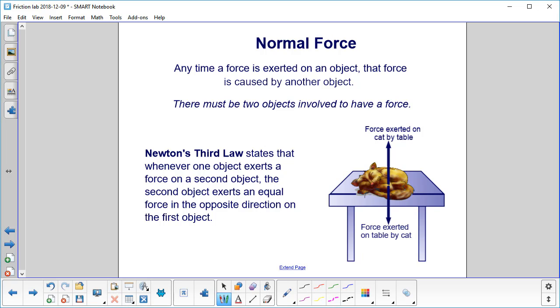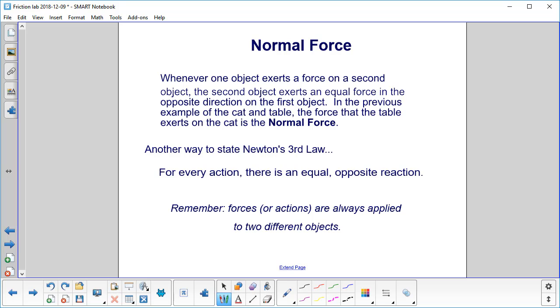Anytime a force is exerted on an object, that force is caused by another object. So in other words, you need two objects involved to have a force. Newton's third law states that whenever one object exerts a force on a second object, like the cat exerting a force on the table in that direction, that's this vector here, then the second object exerts an equal force in the opposite direction on the first object. So the cat's exerting a force on the table, and the table is exerting an equal magnitude force on the cat in the opposite direction.